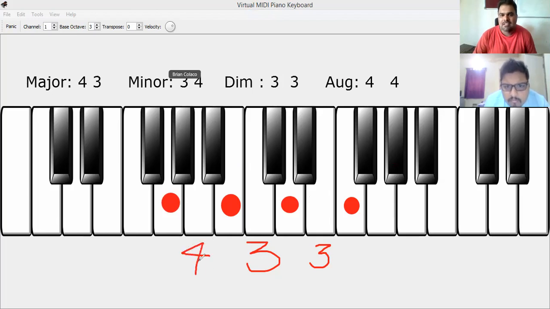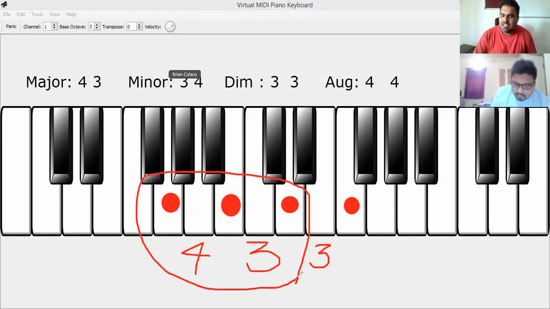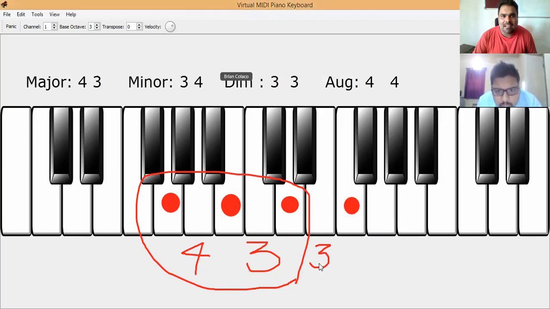Now this is a 4, right? Because 4 and 3 makes a major chord, right? So when I add a minor third interval, this is called a minor third interval. That makes this chord very different. That's why it's called a dominant seventh. Okay.